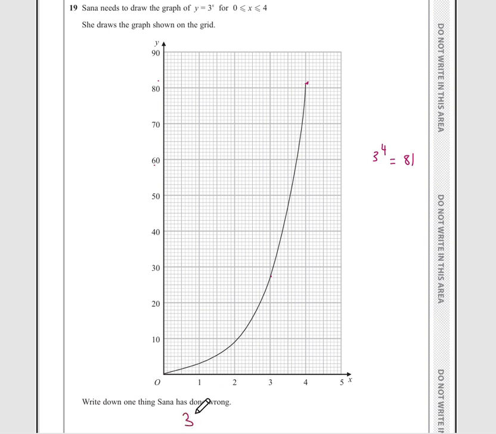The problem with this graph is 3 to the power 0. Anything to the power 0 is going to give us 1, isn't it? So this should be at 0, 1 rather than 0, 0. The exponential graph should never touch the x-axis.